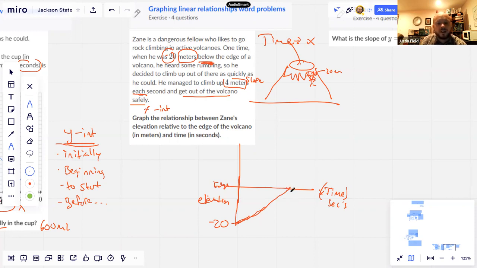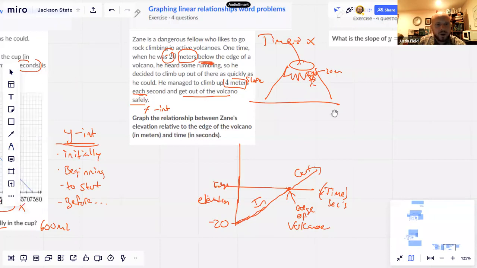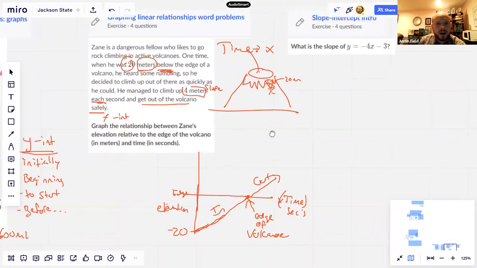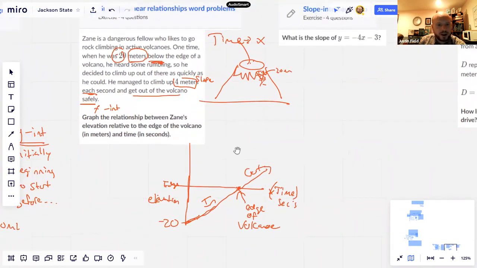Okay. So, and then right there, he's at the edge of the volcano. And then he's out. Okay, so I think you're choosing this one. And so we'll talk more about slope-intercept form and that. Let's talk about it.